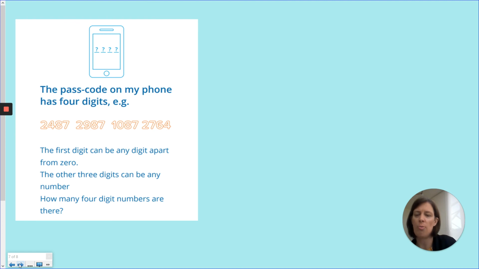The passcode on my phone has 4 digits. So for example, those ones there could be 2487 or 2987, different ways to open up the passcode to your phone. But there's some clues for how to work out the passcodes. The first digit is any digit except for a 0. It can be any digit, but not 0. The other 3 digits can be any number that you like. How many 4-digit numbers are there going to be?